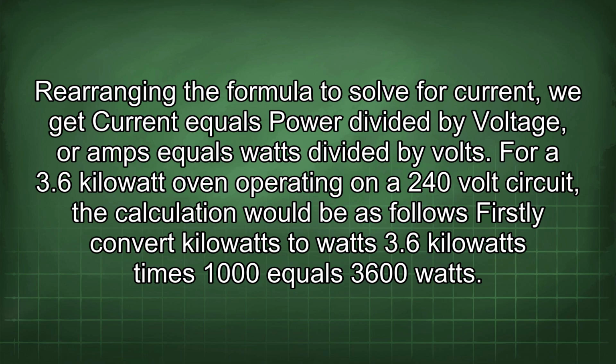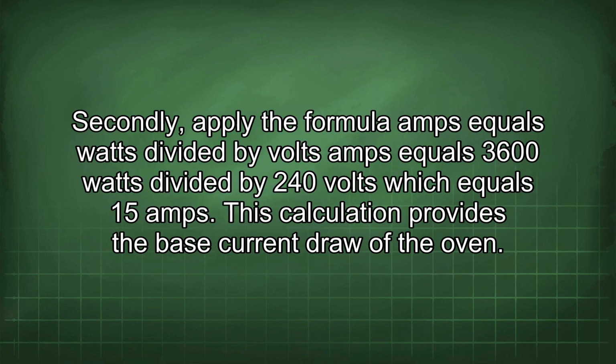Firstly, convert kilowatts to watts. 3.6 kilowatts times 1000 equals 3600 watts. Secondly, apply the formula amps equals watts divided by volts. Amps equals 3600 watts divided by 240 volts, which equals 15 amps. This calculation provides the base current draw of the oven.